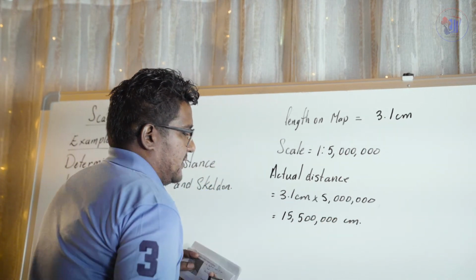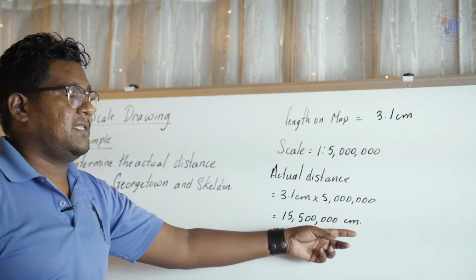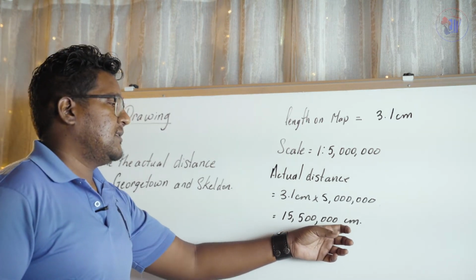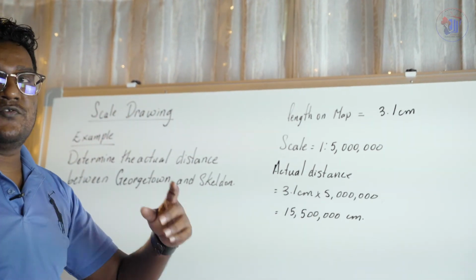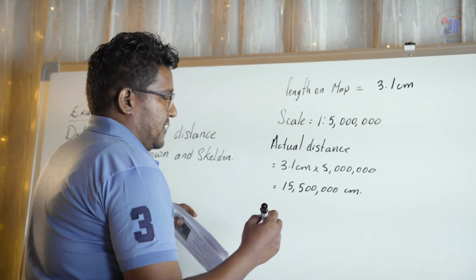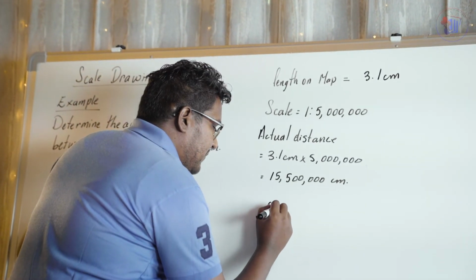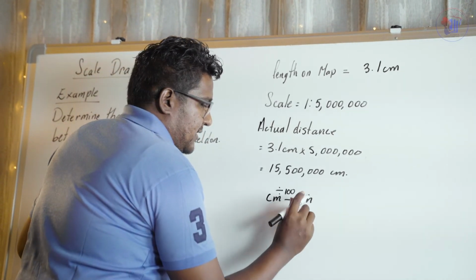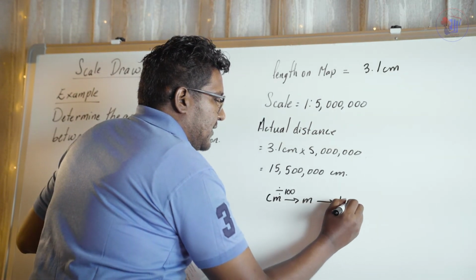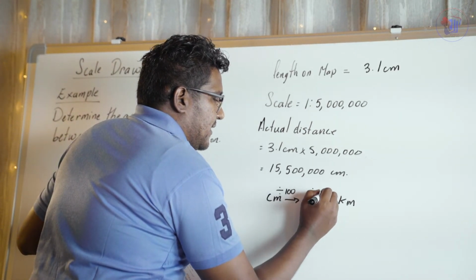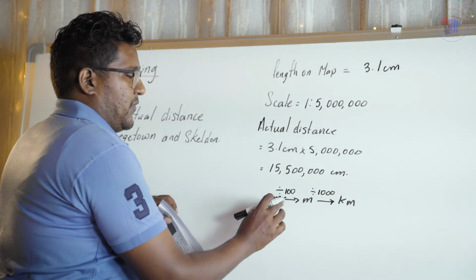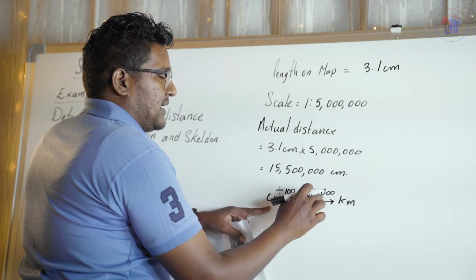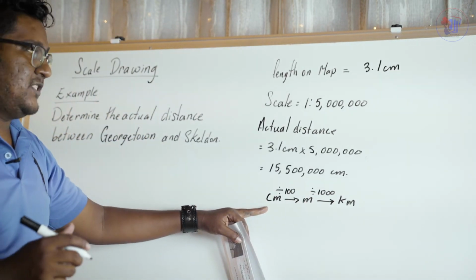15,500,000 centimeters. But we don't want our answer in centimeters, we want our answer in kilometers. So we have to convert centimeters to kilometers. And if you can remember from our little conversion, from cm to meters, we divide by 100, and from meters to kilometers, we divide by 1,000. So if we work from cm straight to km, it means that we're going to divide by 100 times 1,000, which is going to give me 100,000.